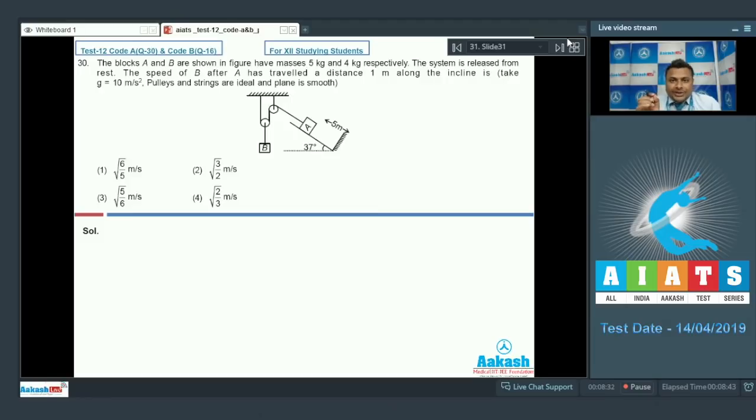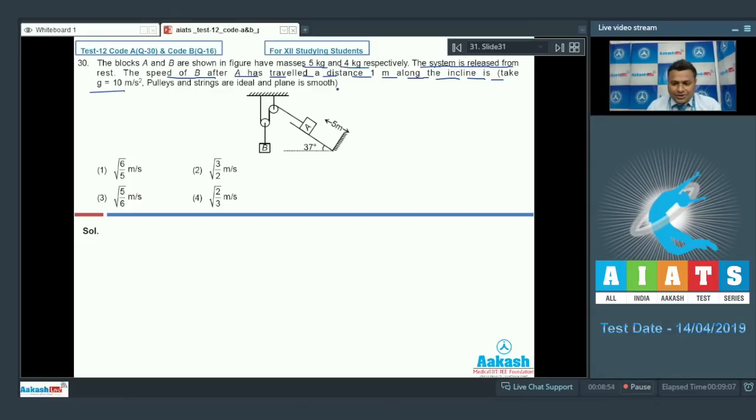So here is question number 30, everyone. The blocks A and B shown in the figure have masses 5 kg and 4 kg respectively. The system is released from rest. The speed of B after A has traveled a distance of 1 meter along the incline will be what? We have to take g as 10. Pulley and string are ideal and the plane is smooth.